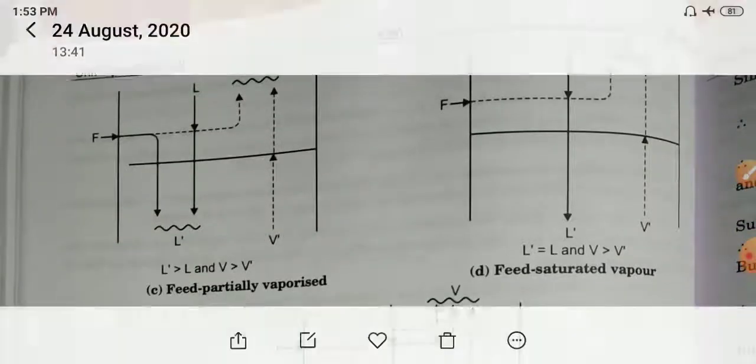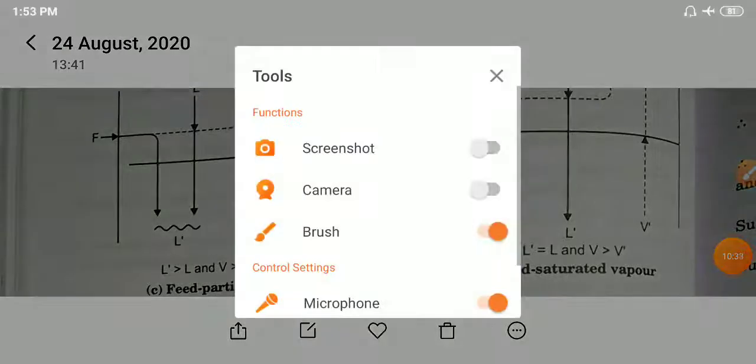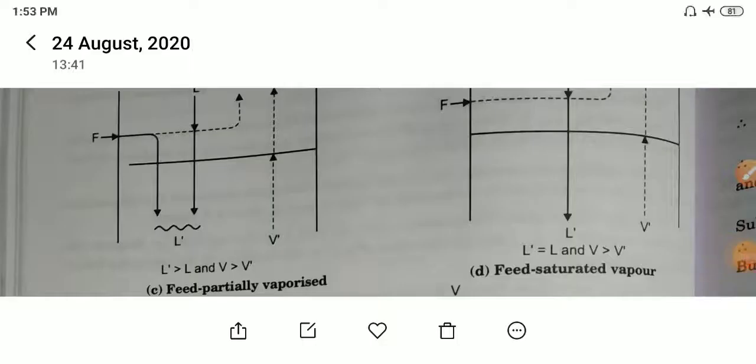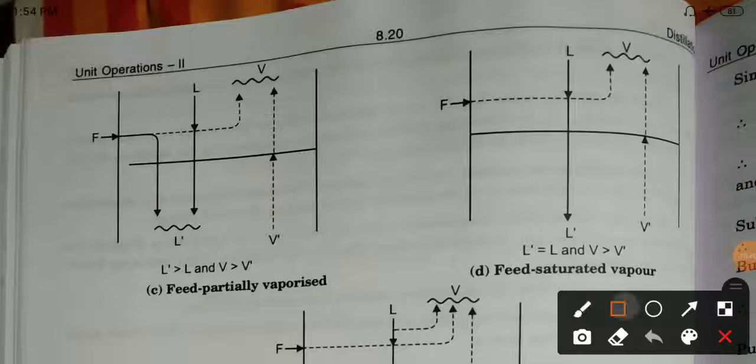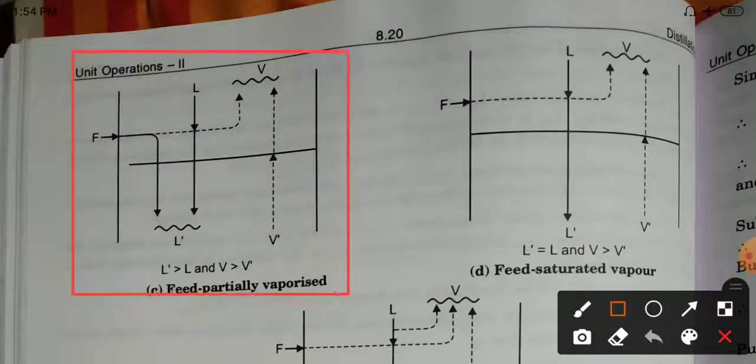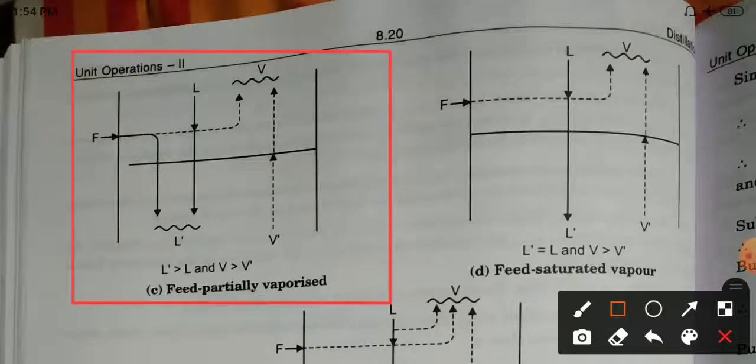Okay, the third one. This is the third one, partially vaporized. Some graphical changes for L, L dash, V, V dash. The L dash is greater than L and V greater than V dash for a feed partially vaporized.